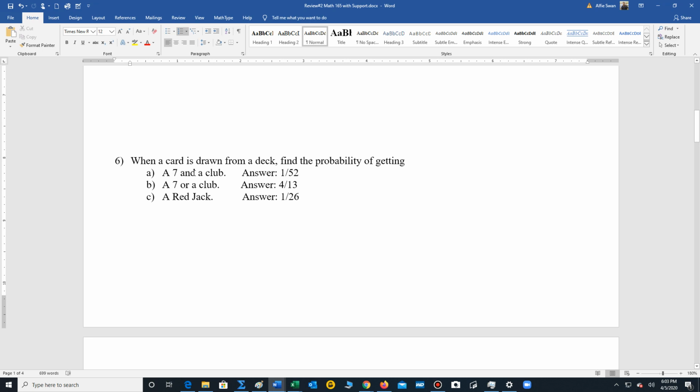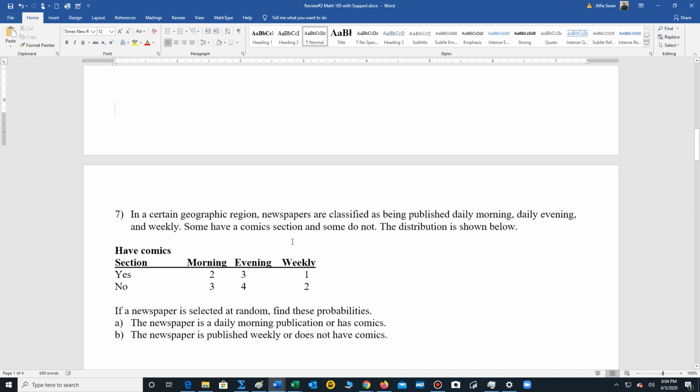A card is drawn from a deck. Find the probability of getting a 7 and a club. And just means that they have something in common. There's only 1 7 of clubs out of 52 cards. To get a 7 or a club, that means we add. So you add the 4 sevens with the 13 clubs, but we subtract out what we overcount. We get 16 out of 52, which reduces to 4 out of 13. A red jack is 2 out of 52. That reduces to 1 out of 26.